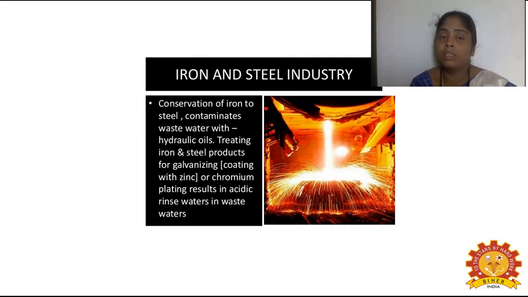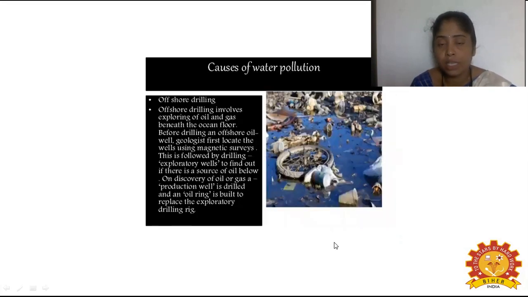So that has to be treated with the help of the guideline framed by the EPA before leading the wastewater into disposal. Okay, so treating those products for galvanizing or coating results in acid rinse water in the wastewater. Those are the results of the iron and steel industry. So these are the various sources that are said to be the causes of water pollution.